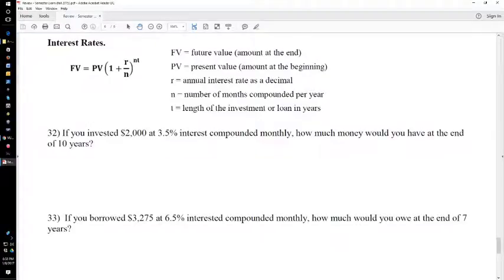All right, this is the last set of questions. This has to do with interest rates, and we give you this formula, which I'm not going to make you memorize. We'll give it to you on the test. If it's not on the board, please remind me, and I'll put it up there. But here's what the variables mean.